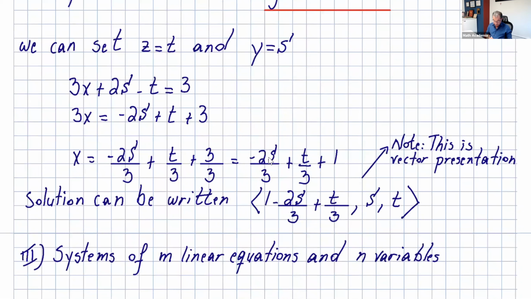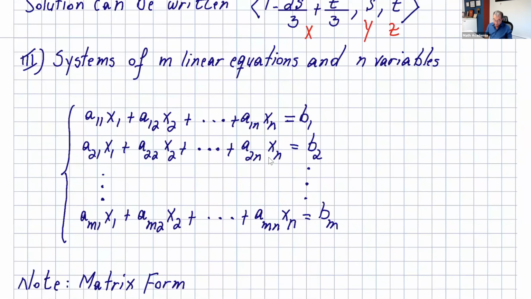Now the solution can be written as, so the first number is x here. So this is x, which is 1 minus 2s over 3 plus t over 3. And we called our y to be s and our z to be t. And I put a note here for you. This is the vector representation. So just be patient. We're going to see that in the future lectures.